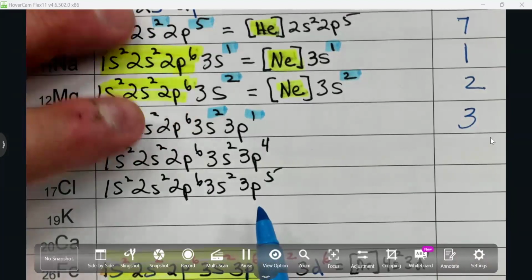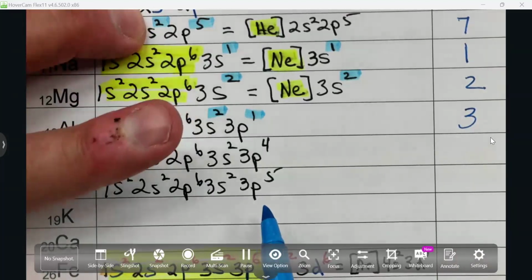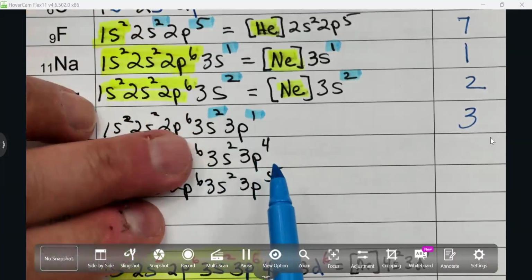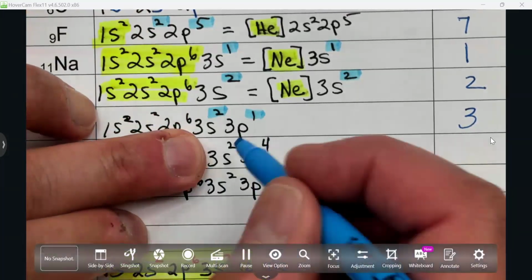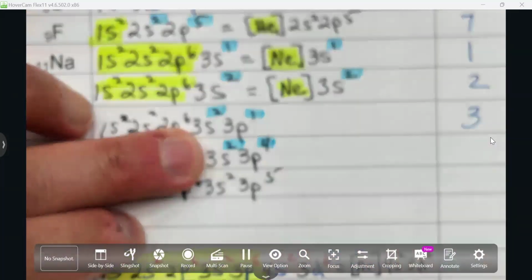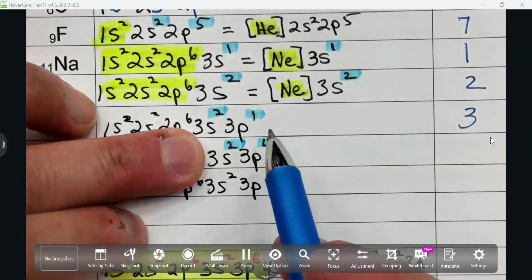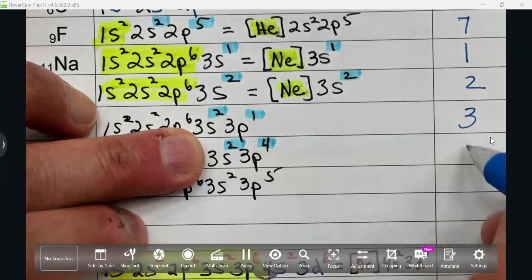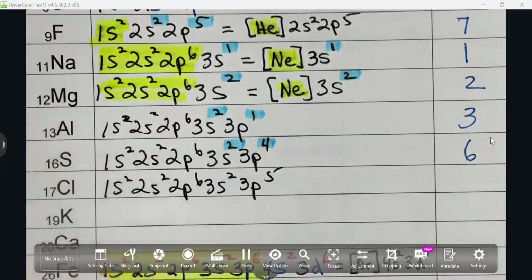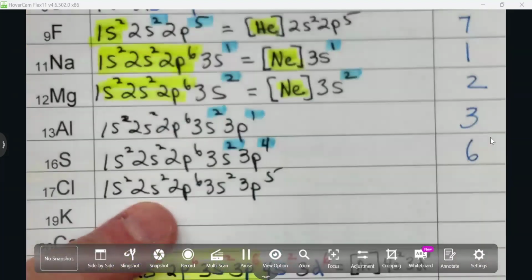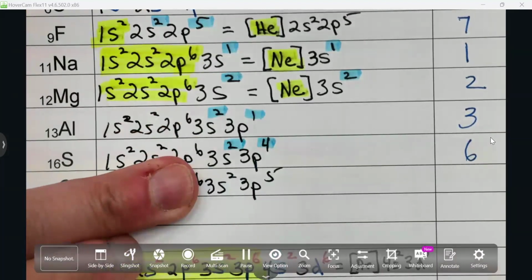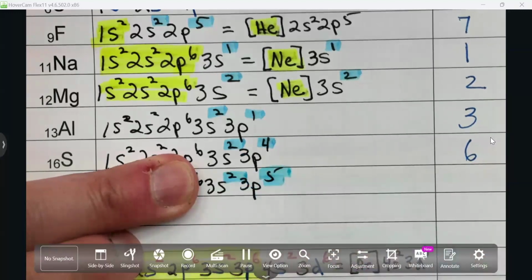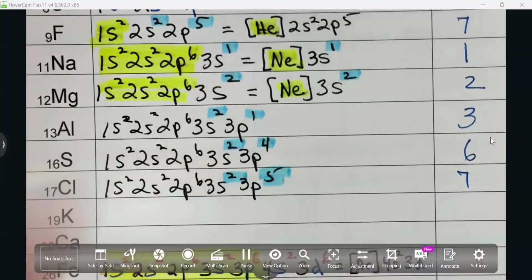Sulfur has, all we care about is the highest number. Cover these up. We got 6, yes? 6. And for chlorine, seven.